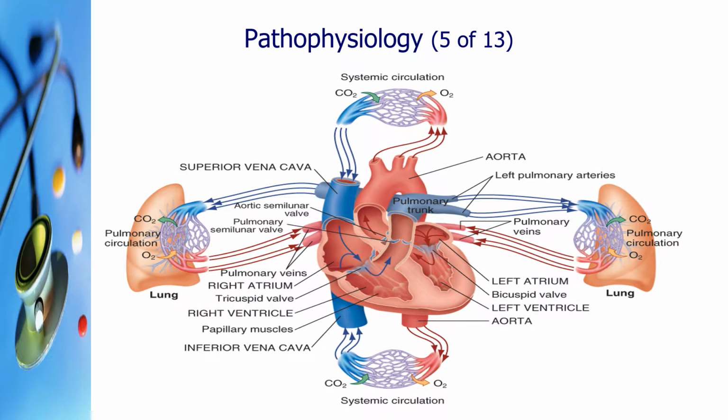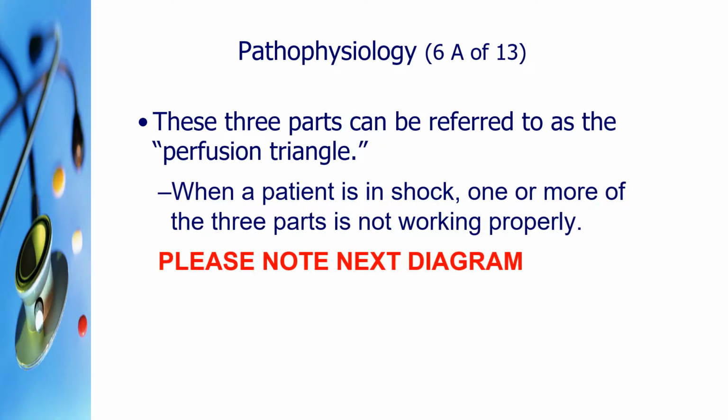Take a look at this diagram and it will show you how it works. Blood pumps all the way from the heart through the vessels or the arteries and it goes to the organs. That's how it works. These three parts can be referred to as the perfusion triangle. When a patient is in shock, one or more of the three parts is not working properly.